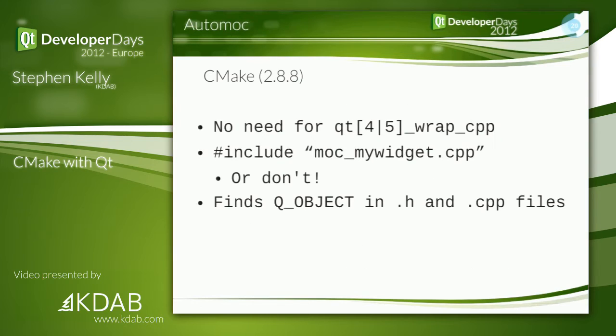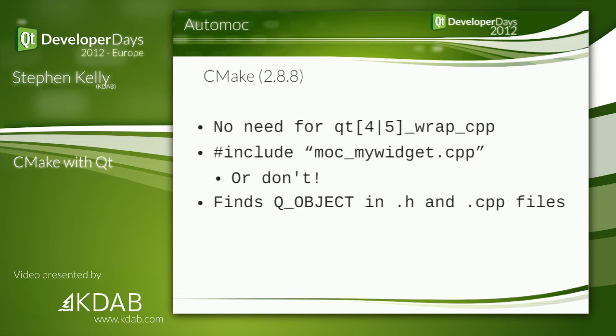But we can do better now in CMake. In CMake 2.8.6, a feature was added to automatically execute moc from CMake. It got a lot of bug fixes and improvements in CMake 2.8.8, so that's the one that I would recommend using as a minimum by now. And if you use that version and you set Automoc to true, there's no need anymore to use the Qt 4 or 5 wrap CPP macros. The way that you use the Automoc feature is that you either include the moc file in the CPP file.